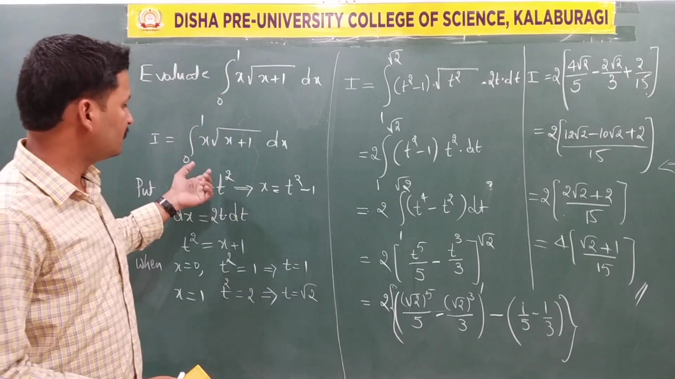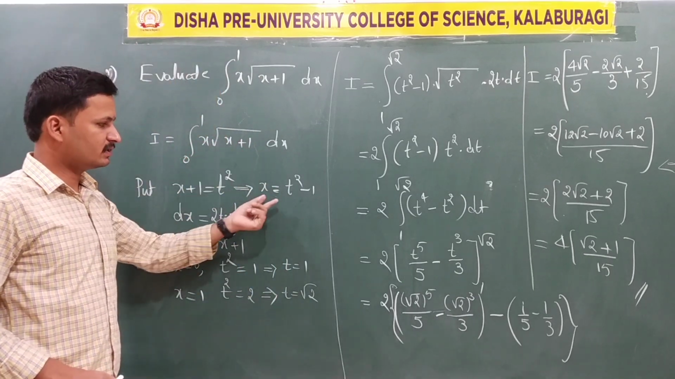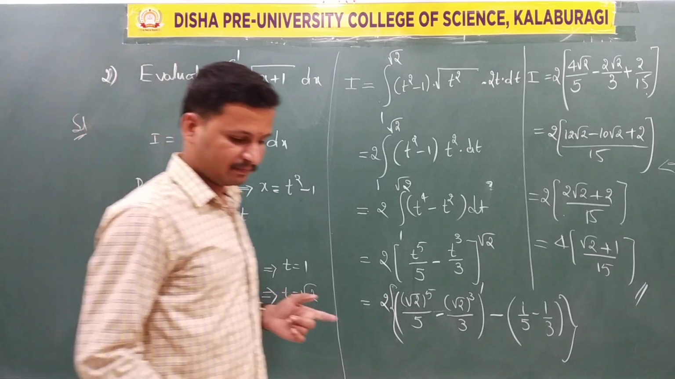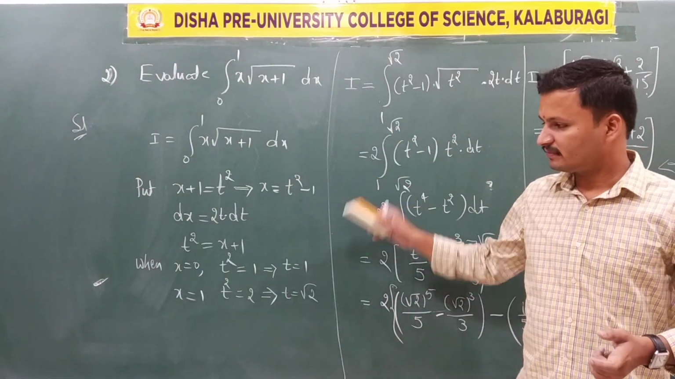Okay. Here initially we need to substitute x plus 1 is equals to t squared. And simplify, we will get the result.